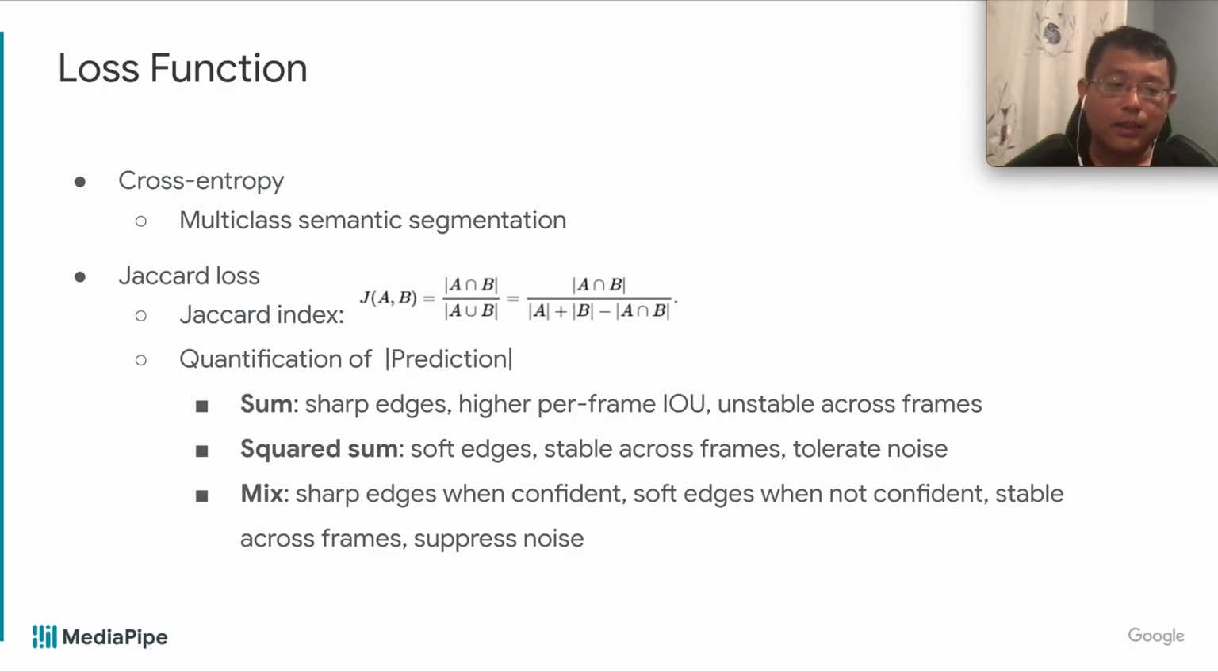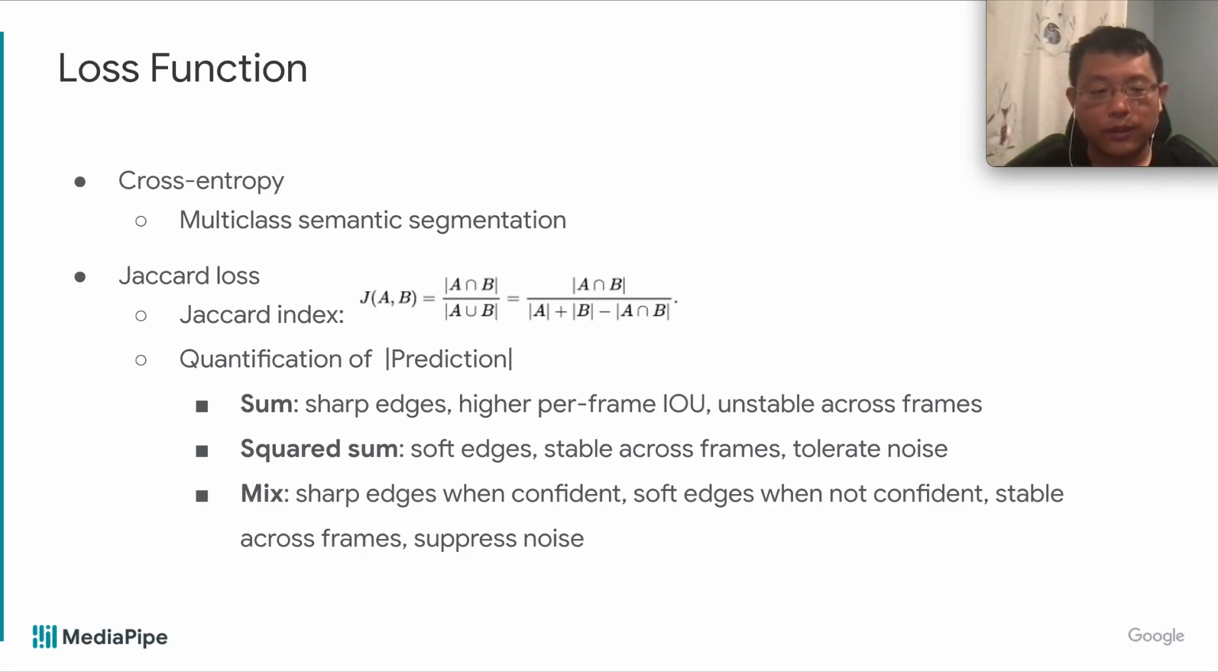In this slide, I discuss some loss functions for the segmentation task. Cross entropy is widely used for multi-class semantic segmentation. We found for two-class segmentation, the Jaccard loss results in better IOU metric. The Jaccard index is computed as intersection over union. From literature, we found there are different quantifications. The basic ones are sum and square sum.